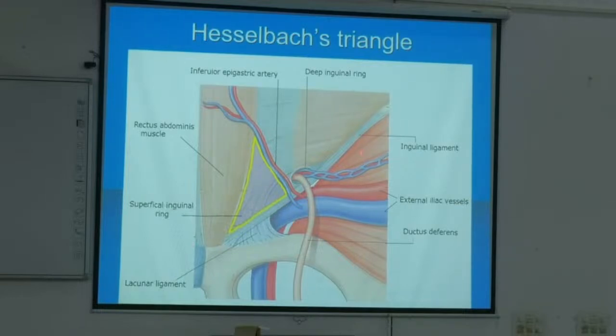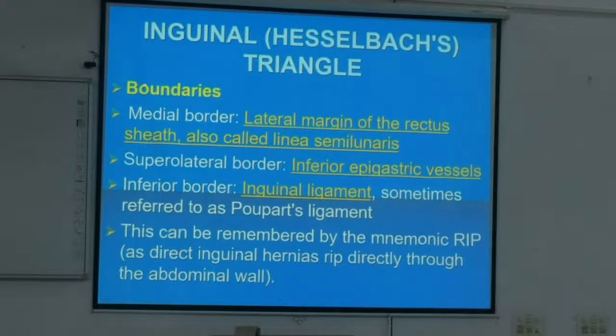Direct hernia occurs through this triangle, and indirect hernia occurs through this deep ring. The deep ring lies lateral to the inferior epigastric artery. Understood? See here, the vas deferens, veins, and testicular artery, all of these enter through this deep ring. Next. So these are the boundaries of Hesselbach's triangle.